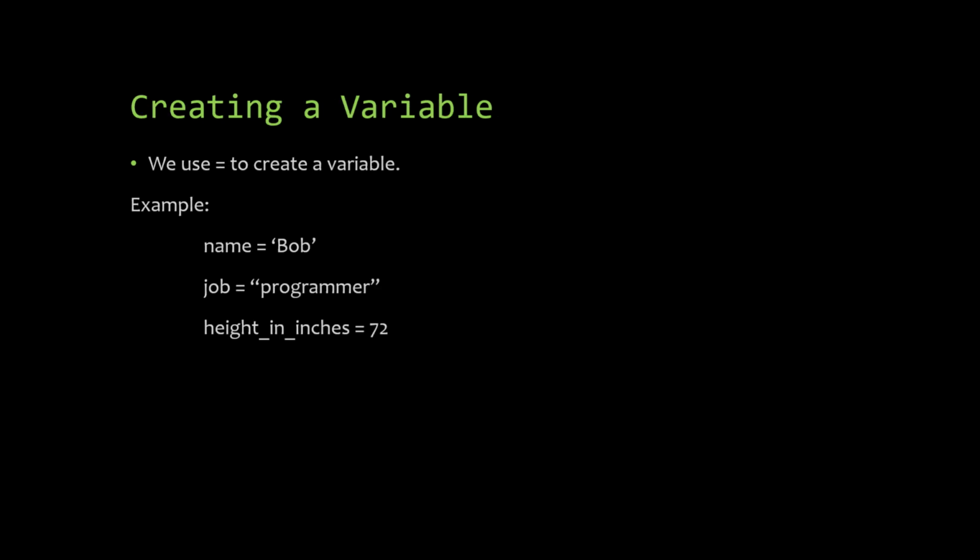Creating variables in Python is fairly simple. We use the equal sign to say whatever's on the right side goes into the variable that's on the left side. For example, you can see I have Bob inside single quotes, and that's going to be stored in the variable named name. Same thing underneath it, I have programmer inside double quotes, and that is going to be saved as the variable named job. You can also see we have 72, which is a number, specifically an integer, that we're going to be storing as height_in_inches.